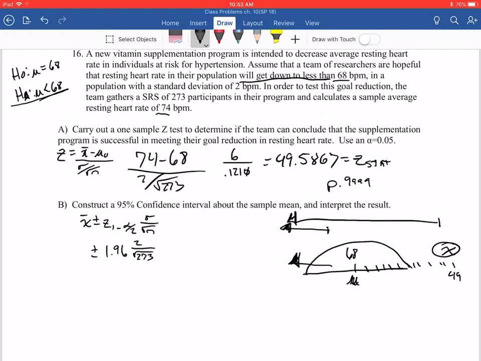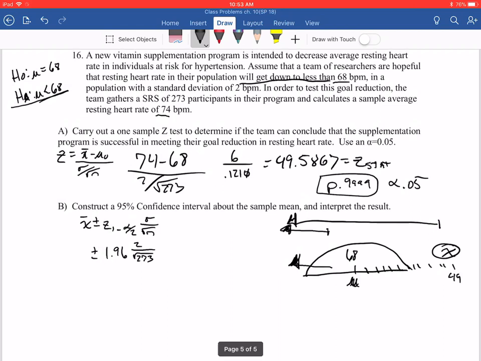So we don't subtract it from 1, because the only reason we subtract from 1 is when we're looking for anything greater than a value at a particular point using the back of the book. So our p-value is 0.9999. With an alpha level of 0.05, our p-value is greater than alpha, so you fail to reject the null hypothesis.